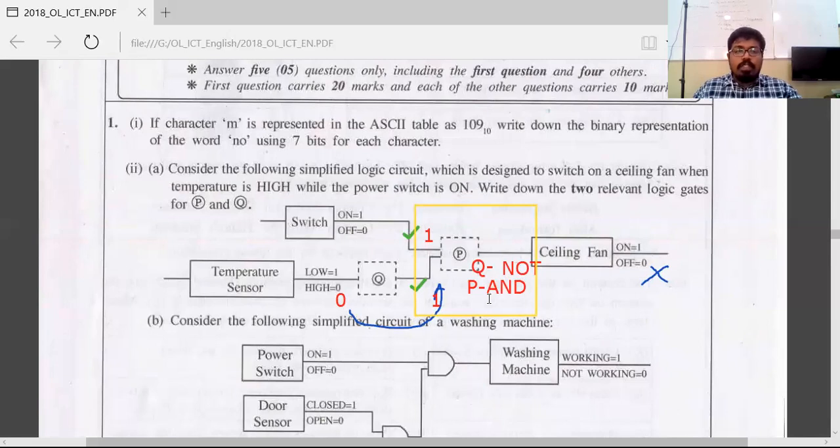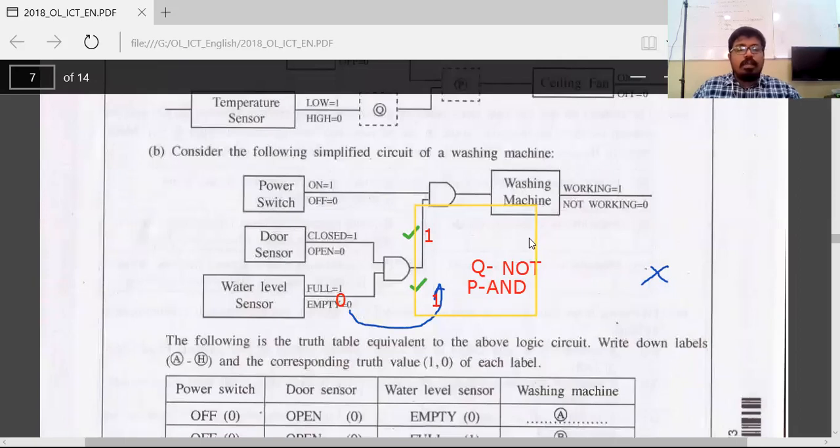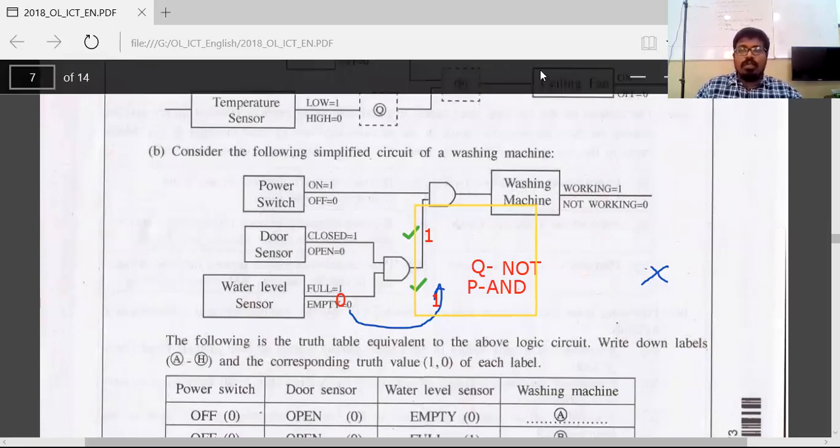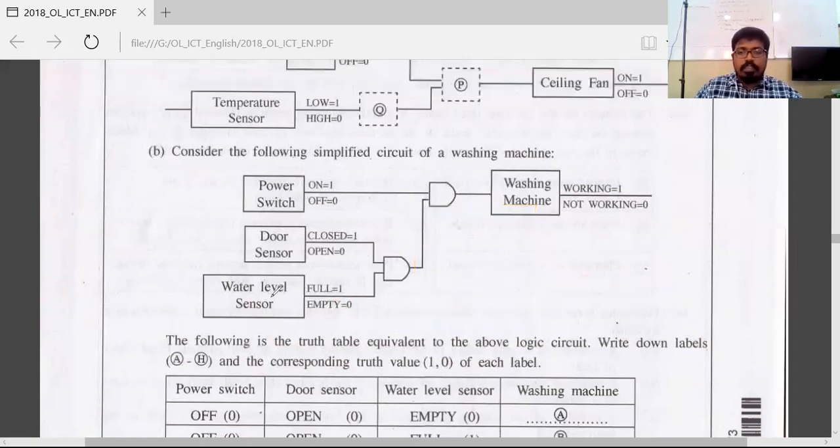Question number 1, Roman number 2, A part. But now the final one is B part. Consider the following simplified circuit of a washing machine. Power switch on is 1, off is 0, and door sensor closed is equal to 1, open is equal to 0, right? Water level sensor full 1, empty 0. Washing machine working 1, not working 0.